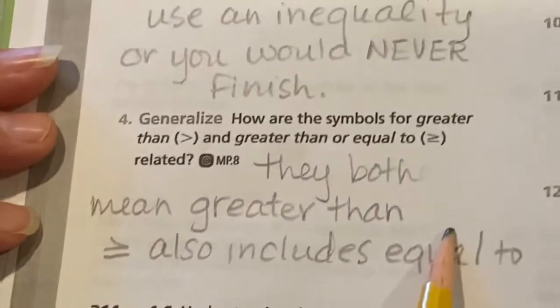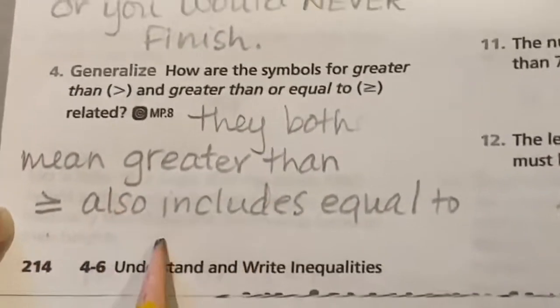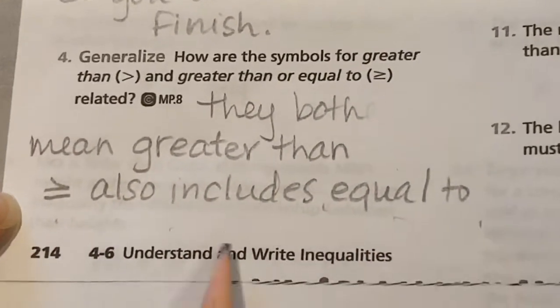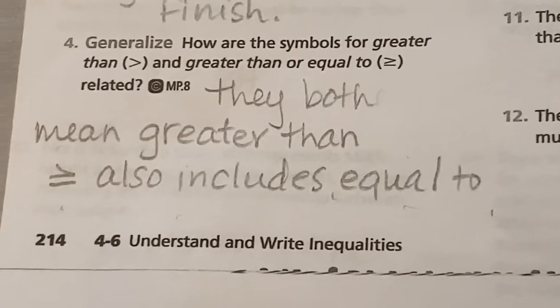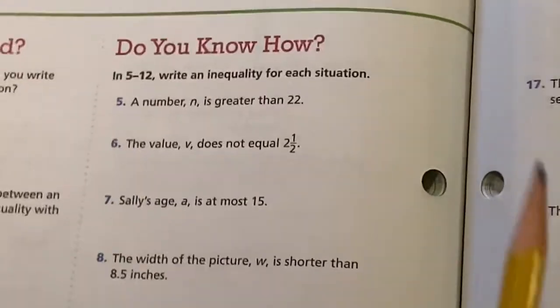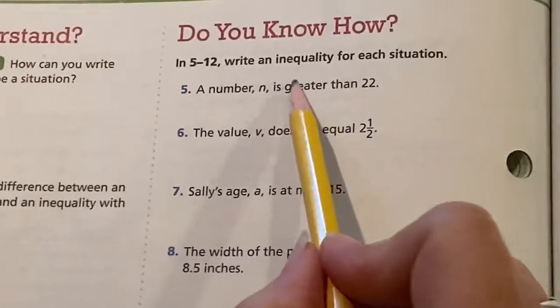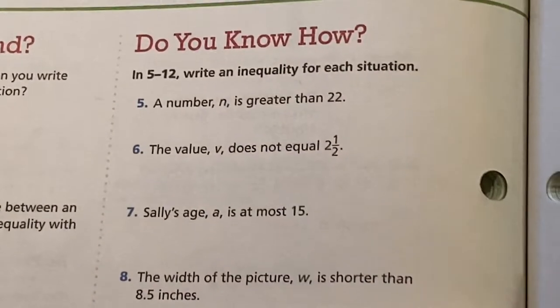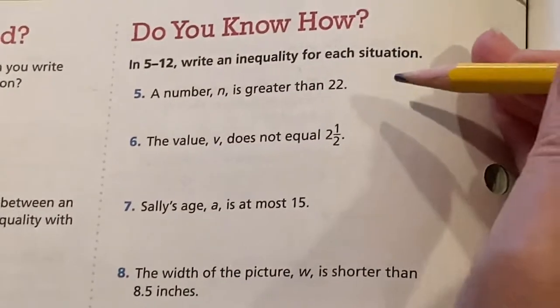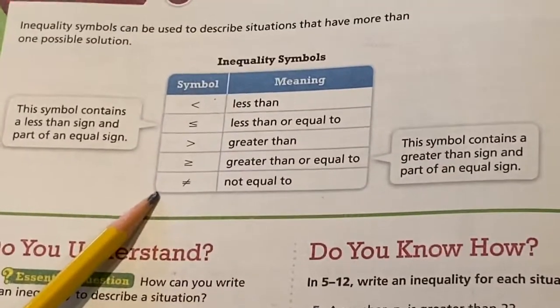Okay. They both mean greater than. Greater than or equal to also includes equal to, so it also includes the number that you're talking about. All right. Now, in 5 through 12, you're going to write an inequality for each situation. Remember, an inequality is an equation that uses one of these symbols instead of an equal sign.